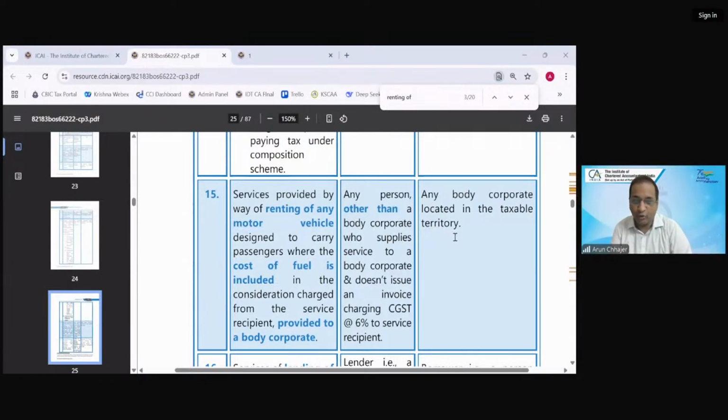Right Khushi, this point you have given is correct. So what is your answer? Khushi, what is your answer? FCM or RCM?